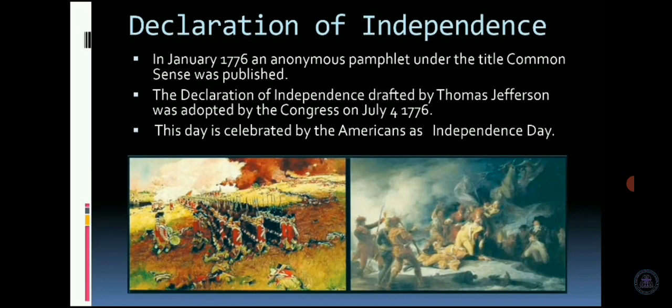Now we discuss the Declaration of Independence. In January 1776, an anonymous pamphlet under the title Common Sense was published. It was authored by Thomas Paine, who had recently migrated to America from England. It attacked allegiance to Britain and argued for complete independence. After much debate, the Declaration of Independence, drafted by Thomas Jefferson, was adopted by the Congress on July 4, 1776. This day is celebrated by Americans as Independence Day.